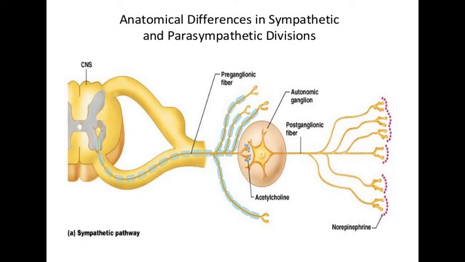This is to show the anatomical difference in the sympathetic and the parasympathetic division. This in particular is the sympathetic pathway. As we know, this is the section of the spinal cord. Which root is this? Dorsal. This is the ventral root, right? Which horn is this?